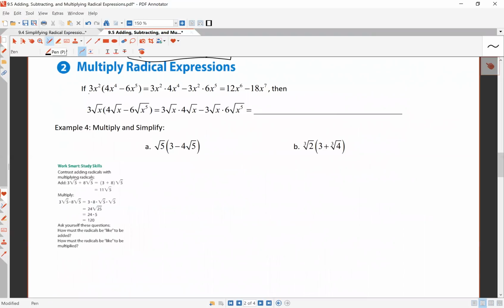When we had a 3x squared in front of a binomial, we distributed the 3x squared across. 3x squared times 4x to the fourth is 12x to the sixth, and 3x squared times 6x to the fifth is 18x to the seventh.